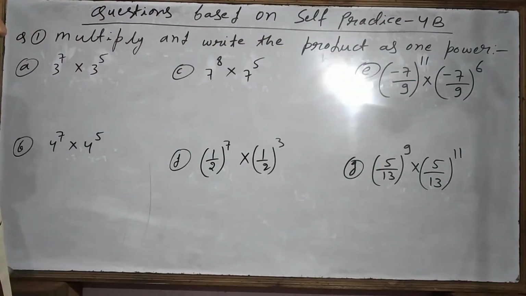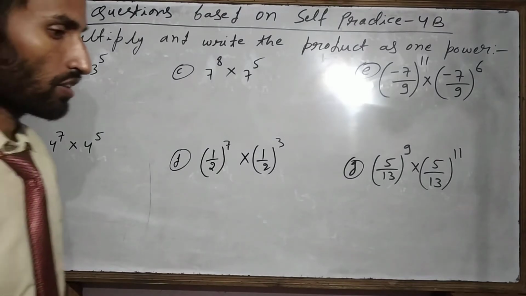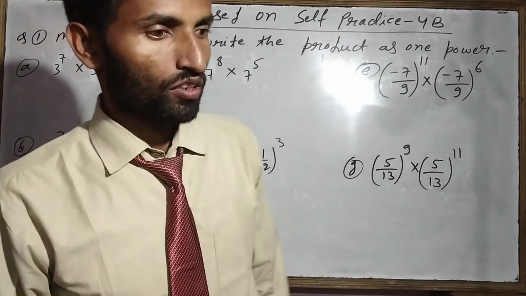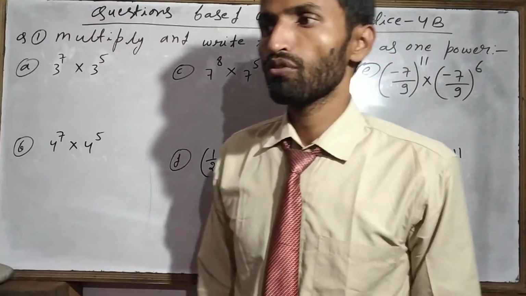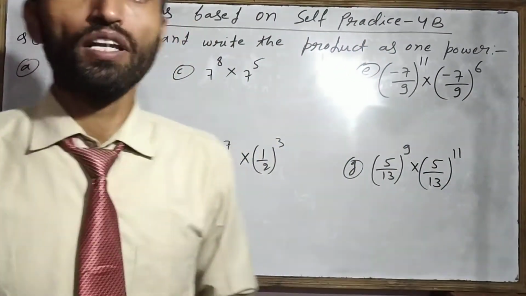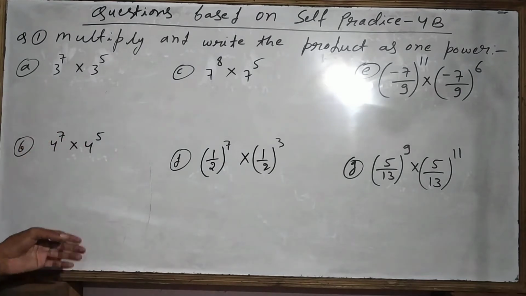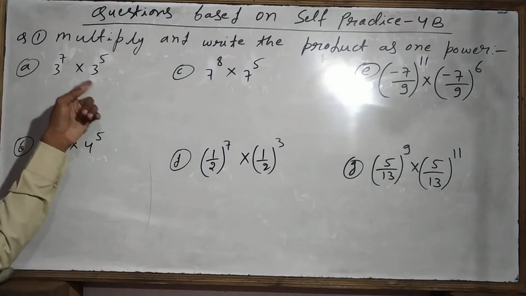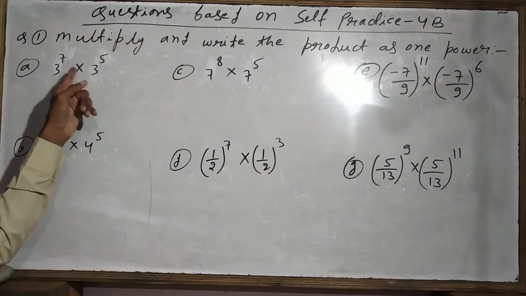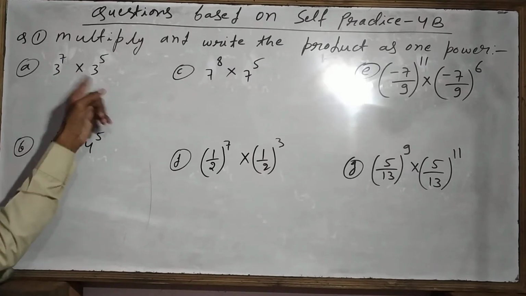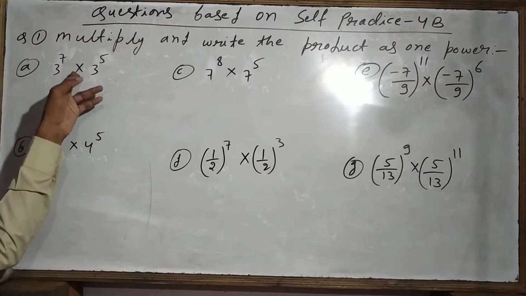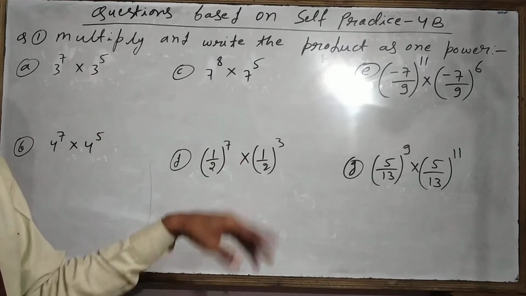Okay, so already I have explained the laws of exponents. If two exponents with the same base are multiplied, even though the power is different, no problem. If two exponents are multiplied, here 3 and here also 3, both have the same base, then in case of multiplication we will add both the powers.